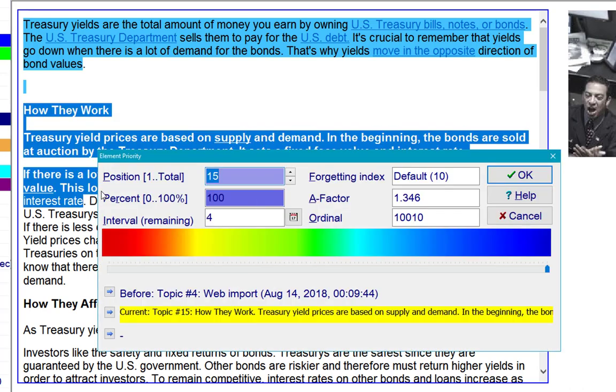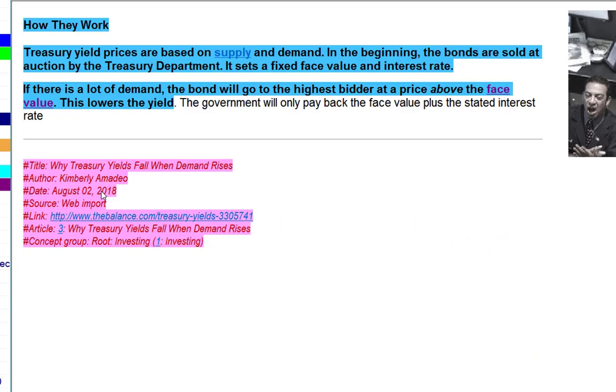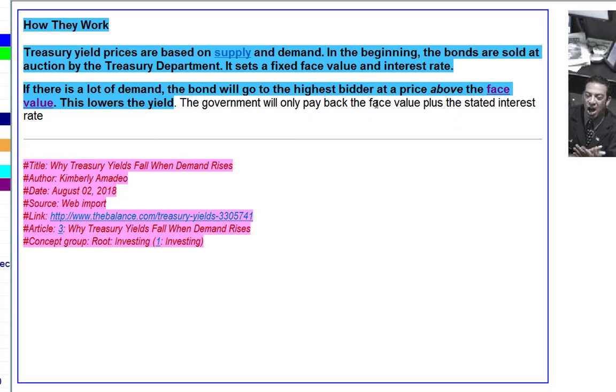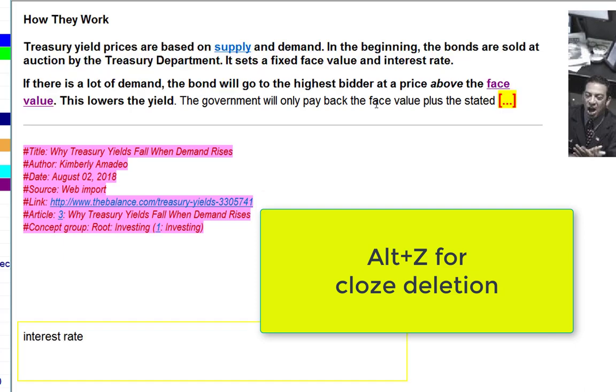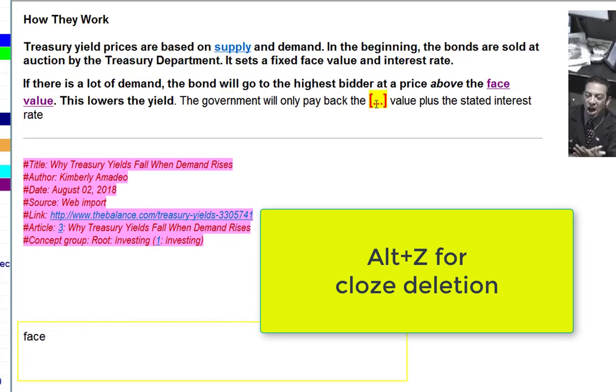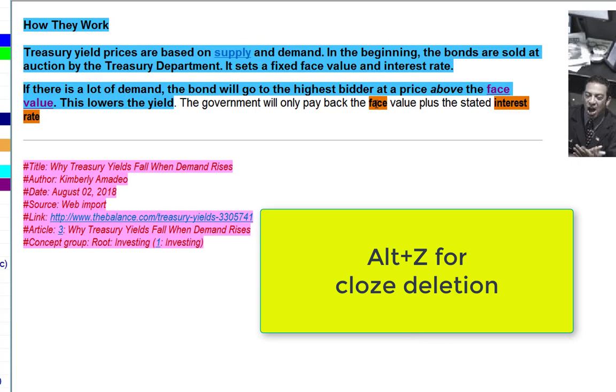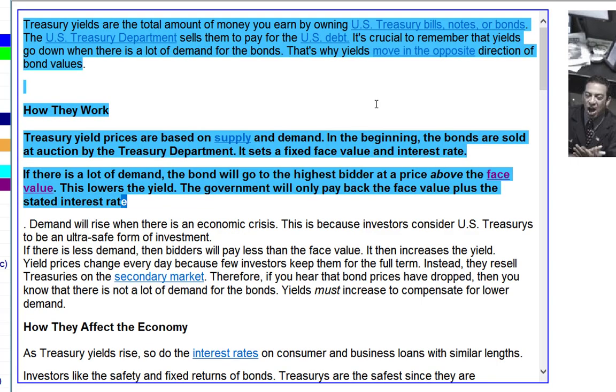Give us high priority, like small collections. Priorities don't matter that much. The government will pay back the face value plus the stated interest rate. So remember that: face value and the stated interest rate. Okay, so now I have two items, interest rate and face value. Okay, back to the article.